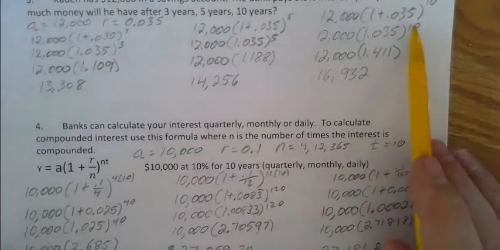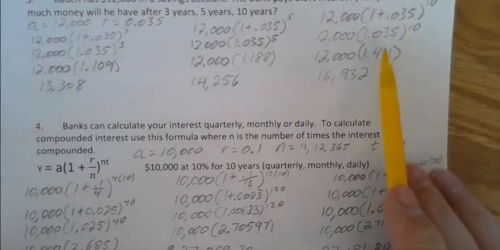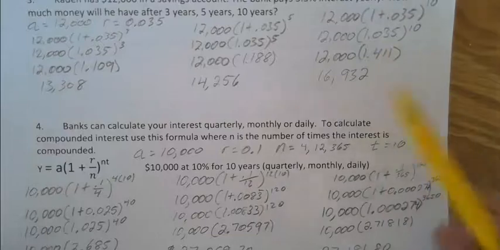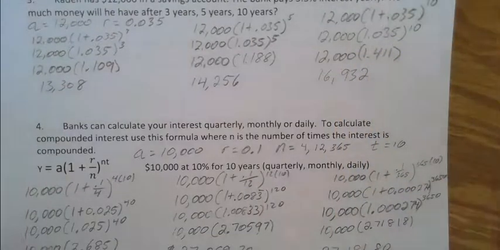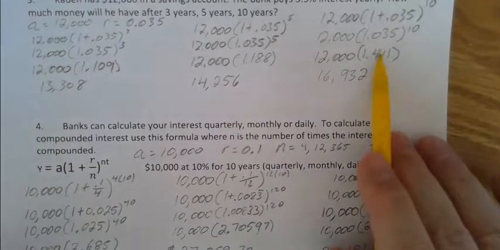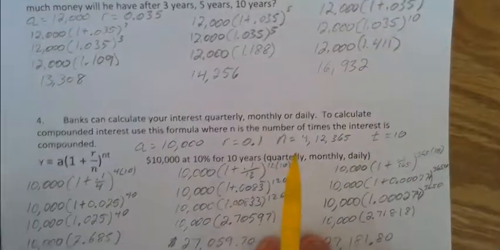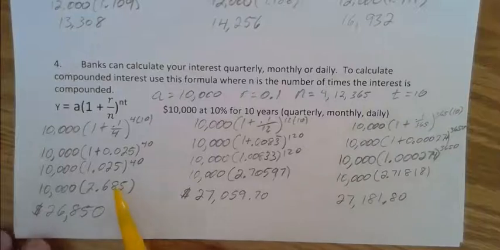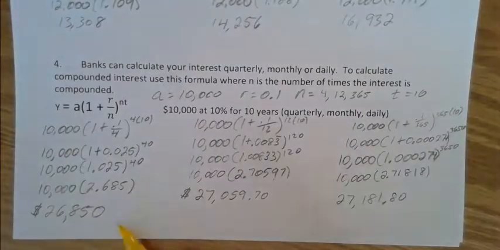When we did it to the 10th power, it didn't double because, again, we're not compounding it more. We're just doing this simple interest rate here. Down here on number 4, we are compounding it, which the difference is this.